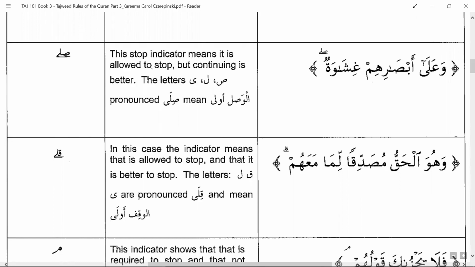So it is preferred that you stop here, but you are allowed to stop or continue. وهو الحق مصدقا لما معهم. Here it's better, the preference is, you can see the qila sign, so it's preferred to stop.